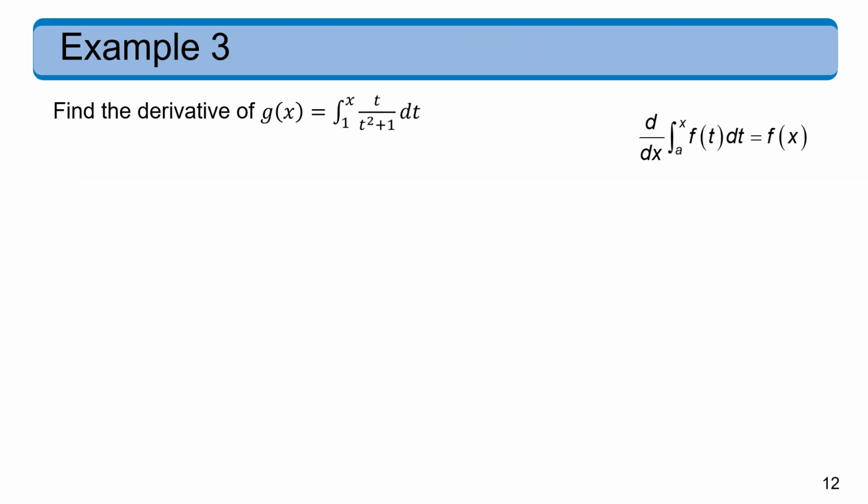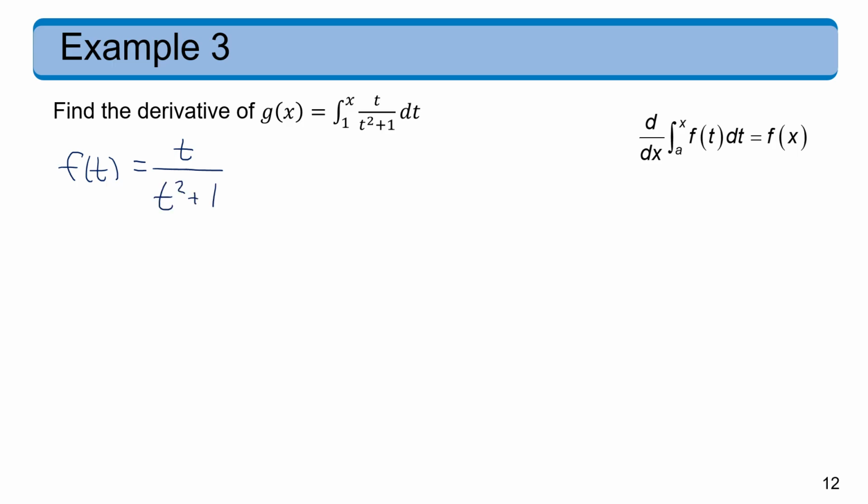In this example, we're given this function g of x that you can see here and asked to find its derivative. Notice this g of x is one of the types of functions we've been considering, where we have a fixed left endpoint and a variable right endpoint, and we're integrating some function. That's the kind of function we're considering in this fundamental theorem part 1. First, let's identify the f of t here. That's the function being integrated, which we call the integrand. So it would be t over t squared plus 1.